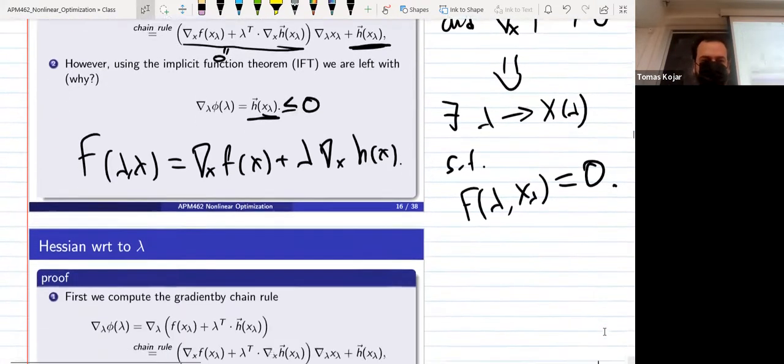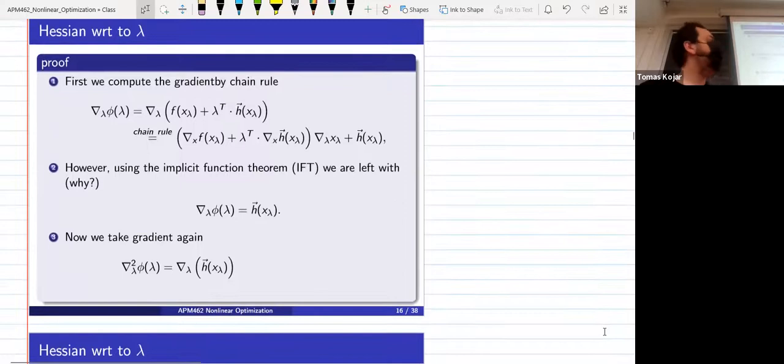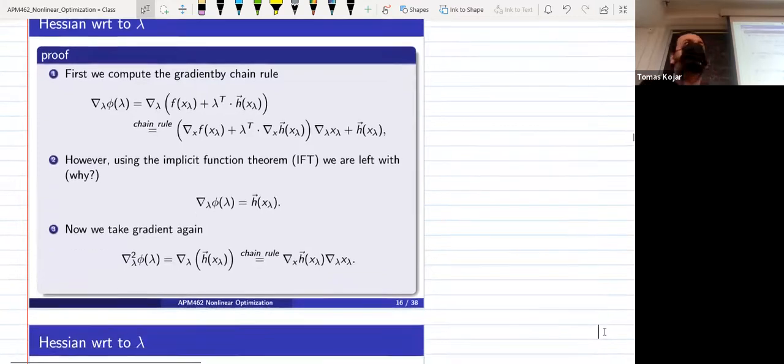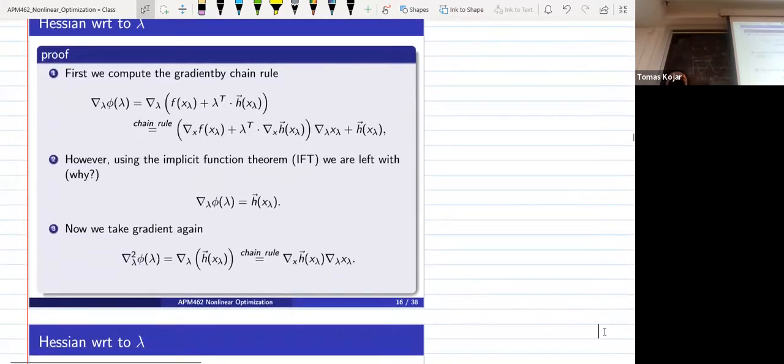All right, moving on. Now I need to compute the Hessian, so I take the derivative again, and then I just apply the chain rule. Okay, so that's my Hessian. I'm not done because x of lambda here is meaningless. I have to put some information for this, and I will compute this explicitly for you.